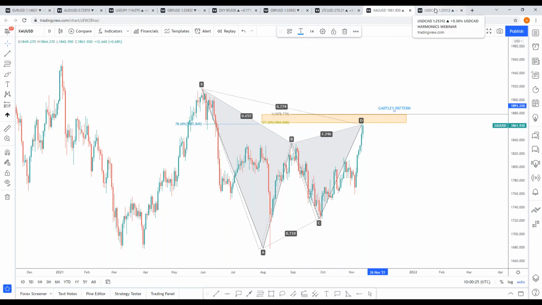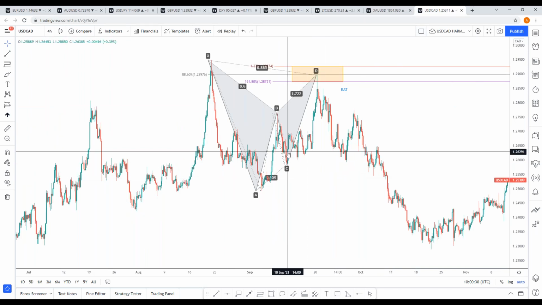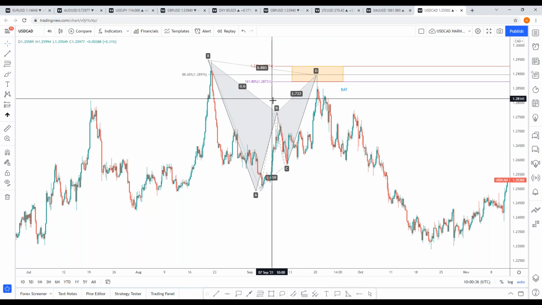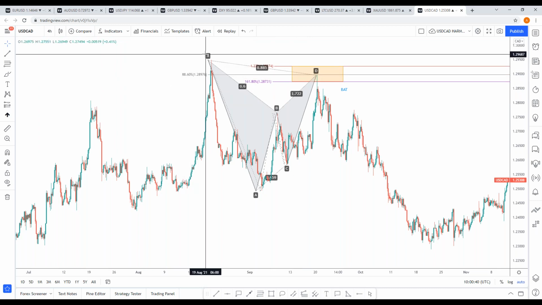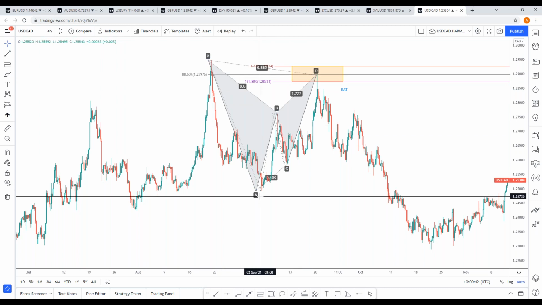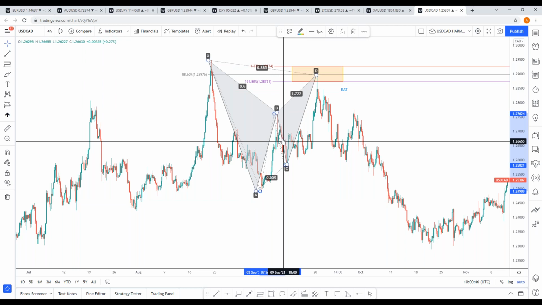And finally, I have one more, and I think this is the bat pattern. Yes, I think it's a traditional bat pattern on the dollar CAD H4 time frame. As you can see, we have a defined 88.6% Fibonacci retracement from the X leg to the A leg. And we also have a 1.272%.